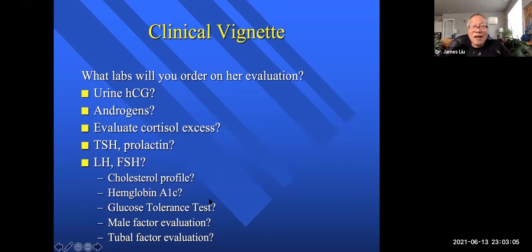If I'm going to manage her long-term, however, I need to know more information about her metabolic status. So what's her long-term glucose control? So a hemoglobin A1C would be good. I probably wouldn't do a GTT. I would do an insulin glucose ratio to see how insulin resistant she really is.